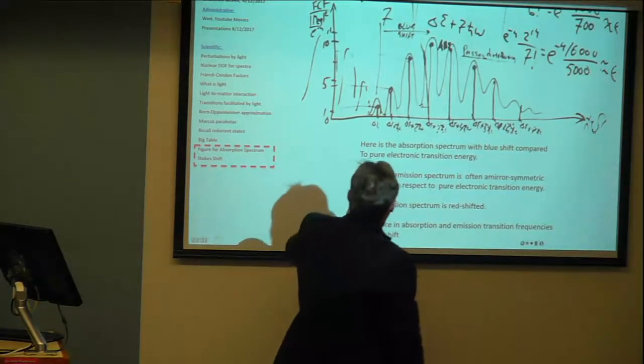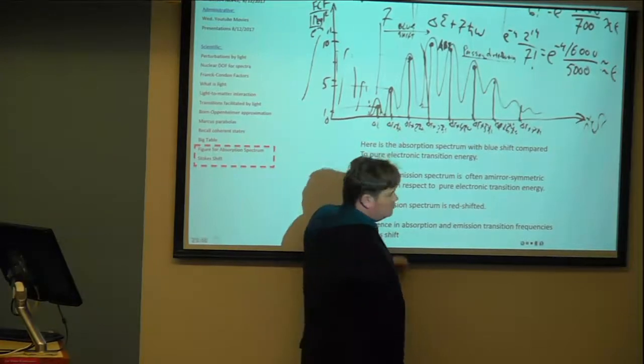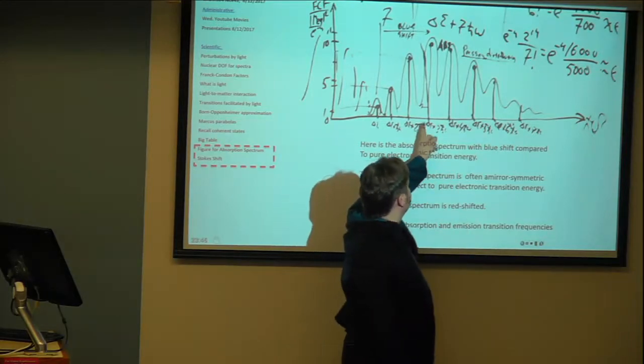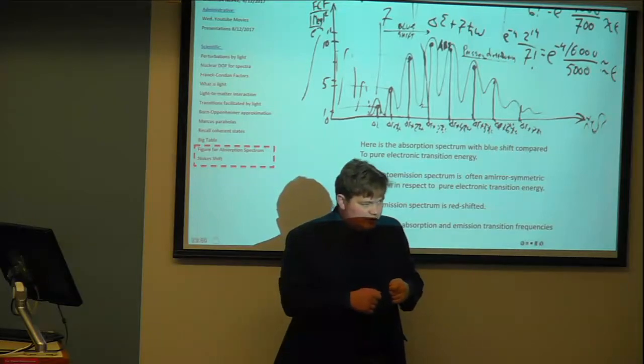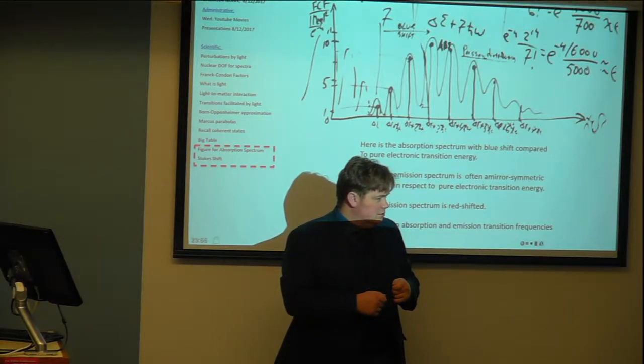So the lowest transition corresponds to no change in vibrational quantum number, and here it means that there is simultaneous change of both electronic and vibrational quantum number. Make sense?